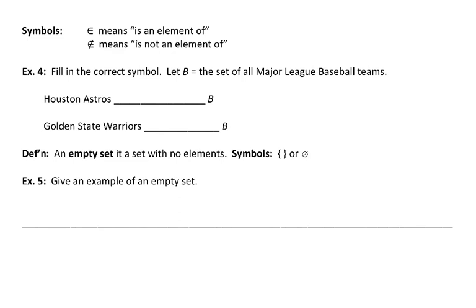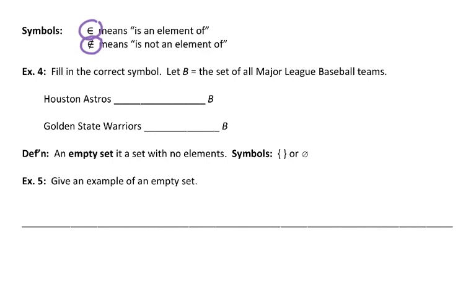A couple other terms and symbols. This symbol here means the phrase is an element of, and this one means is not an element of. So let's use an example we've already looked at. B, the set of all Major League Baseball teams, and see whether it makes sense to use one of these symbols or the other.